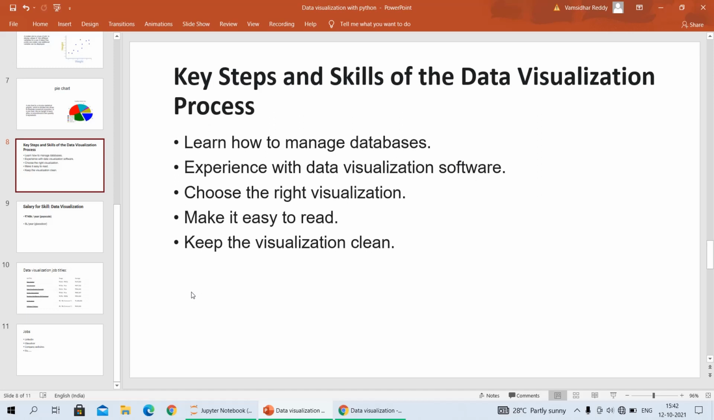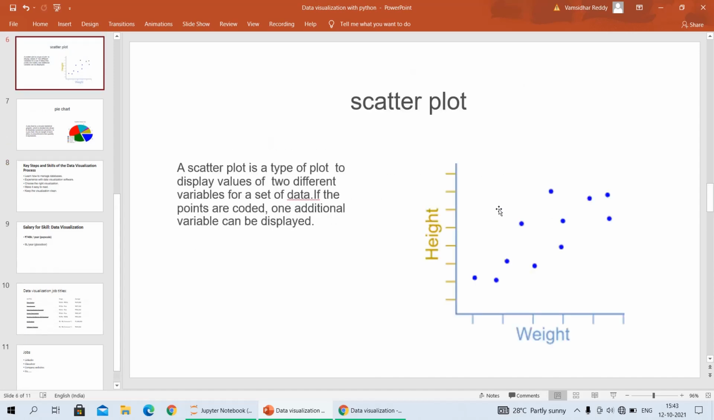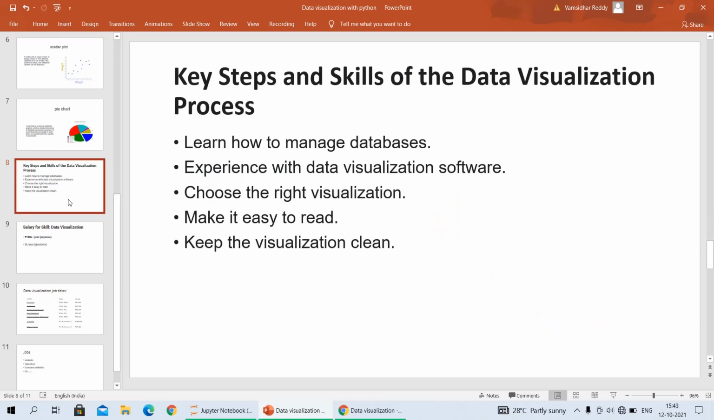This is my most important step. Keep the visualization clean. Keep means you want to get an output as a simple graph. For example, it's looking very simple. People can't just have a height and weight scatter plot, because people do not understand it in depth. Please keep the visualization clean.